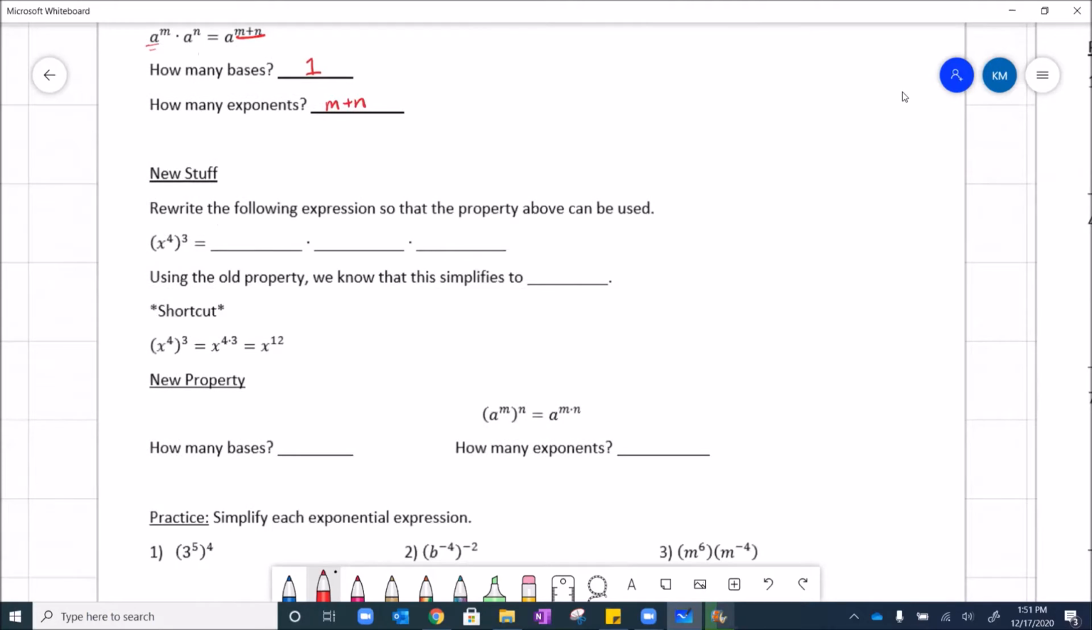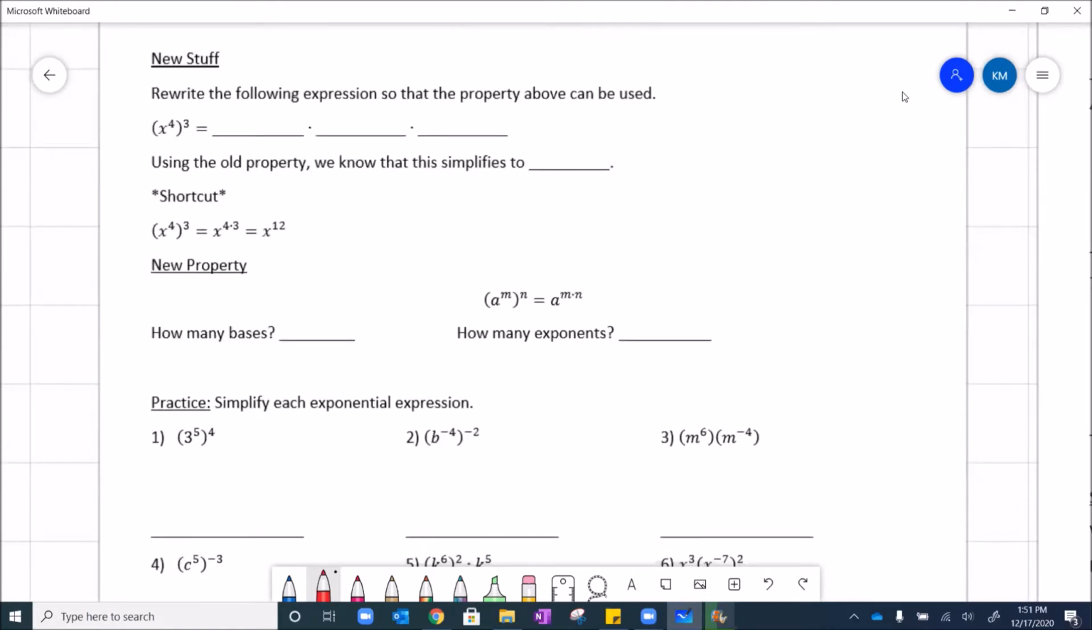Okay, so new stuff. It says rewrite the following expression so that the property above can be used. So we have x to the fourth, cubed. It looks kind of funky because we have an exponent to an exponent, but cubed just means we're repeating that multiplication 3 times. So we have x to the fourth times x to the fourth times x to the fourth. Using the old property we know that this simplifies to 4 plus 4 plus 4, same base. So it gives us x to the 12th.